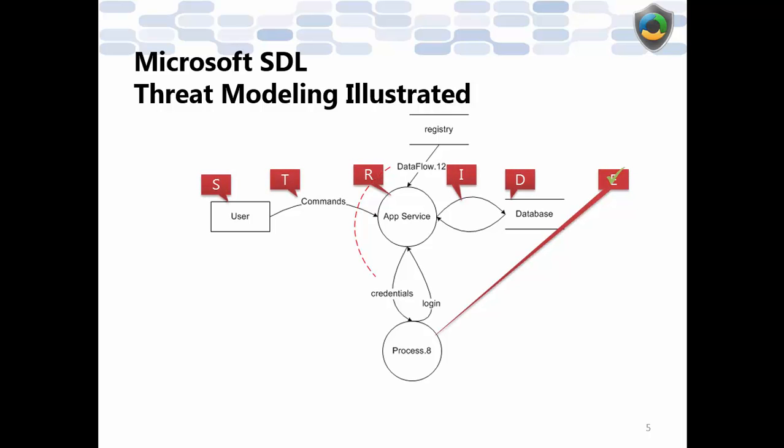Then in the next step, what we do is we identify the threats to the application, and Microsoft uses their STRIDE method. Remember, STRIDE is an acronym for spoofing, tampering, repudiation, information disclosure, denial of service, and elevation of privilege. After the threats have been identified, mitigations are selected for each of the threats. All right, and they're showing one right here.